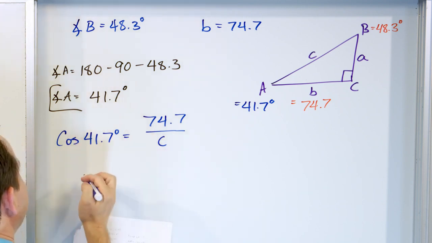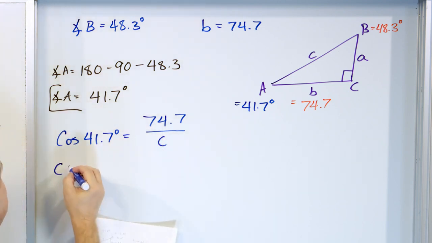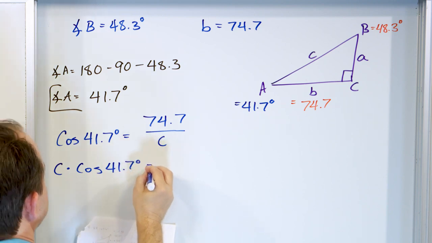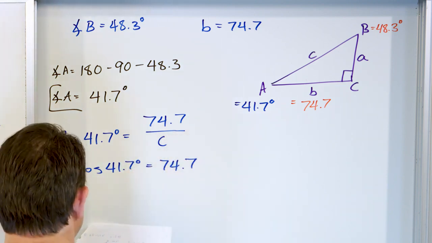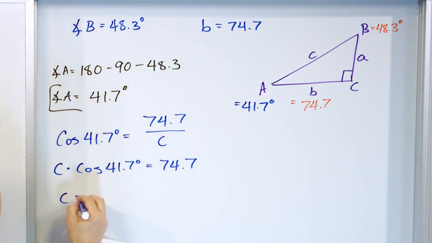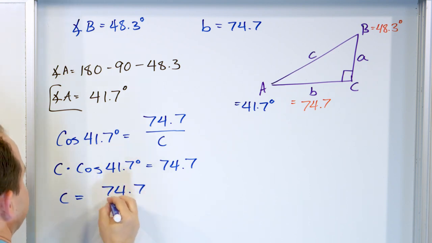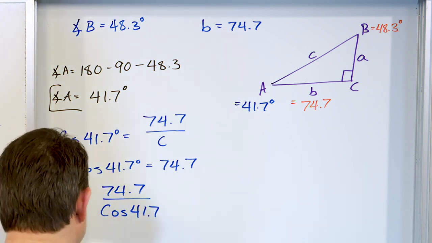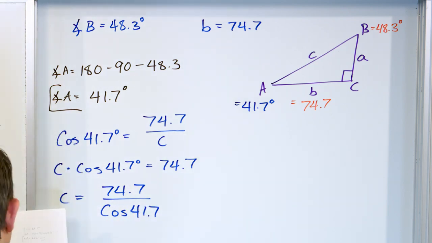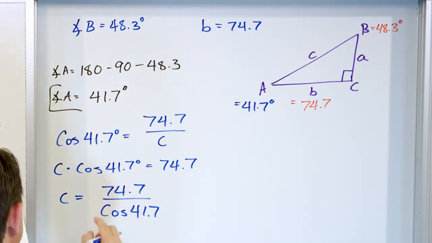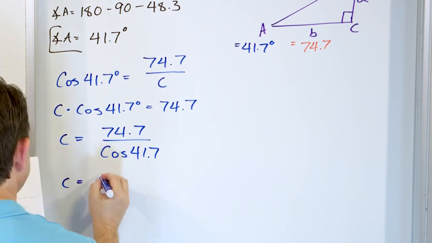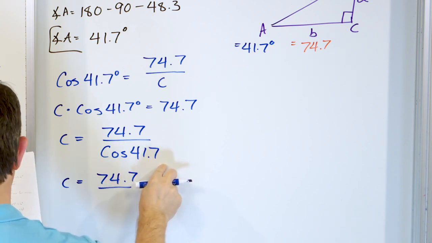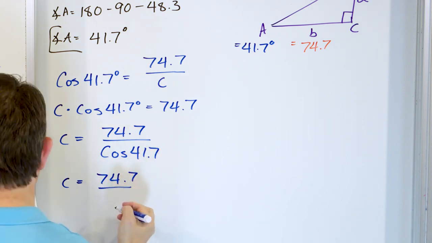Same thing, I can multiply by C to get rid of it. So C multiplied by the cosine of 41.7 degrees is 74.7. And then I'm going to divide by this, so I'll get 74.7 divided by the cosine of 41.7. And the cosine of this angle, 41.7, works out to be 0.747.